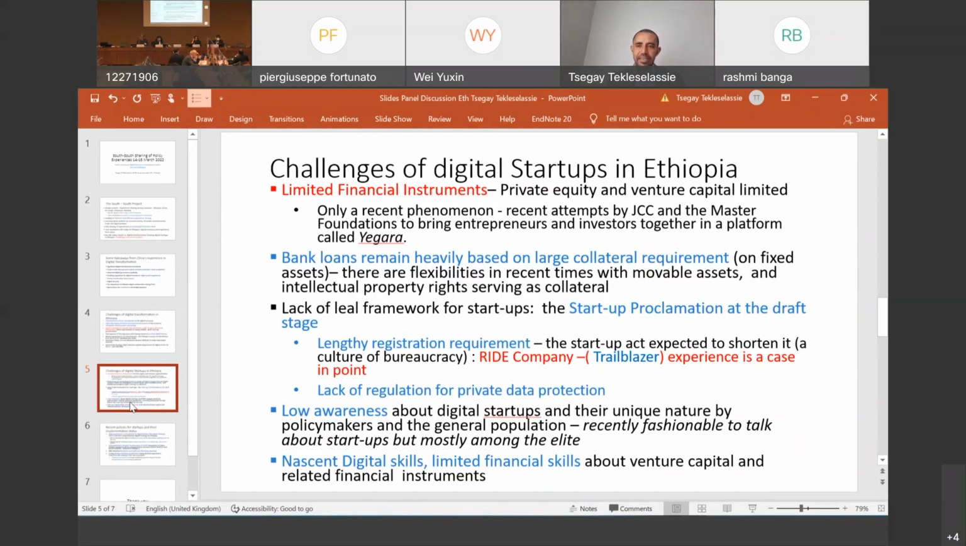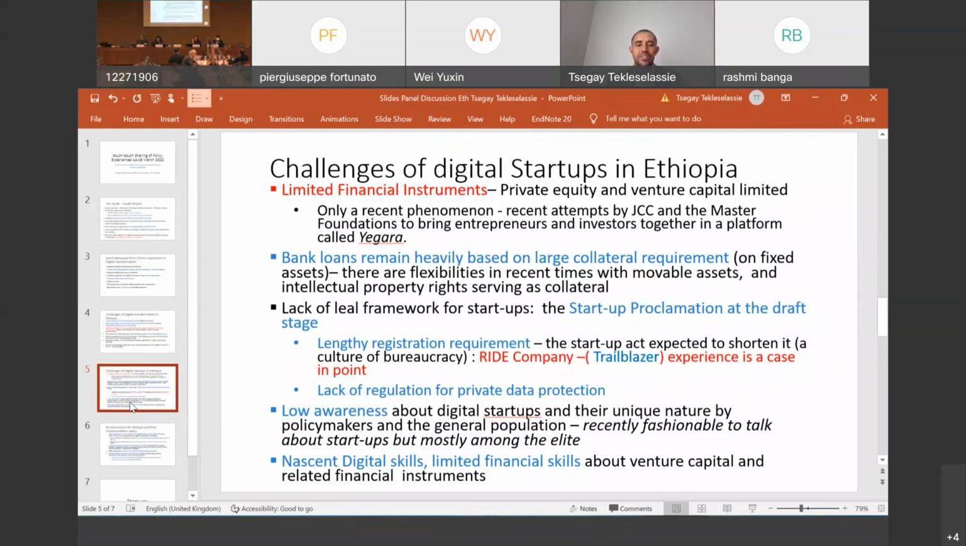Of course, recently there have been some flexibilities to include movable assets and intellectual property rights as collateral, but still not ideal for startups. Like I mentioned earlier, there is a lack of legal framework for startups in Ethiopia, but hopefully the startup proclamation will be ratified soon, and then will alleviate some of the challenges.